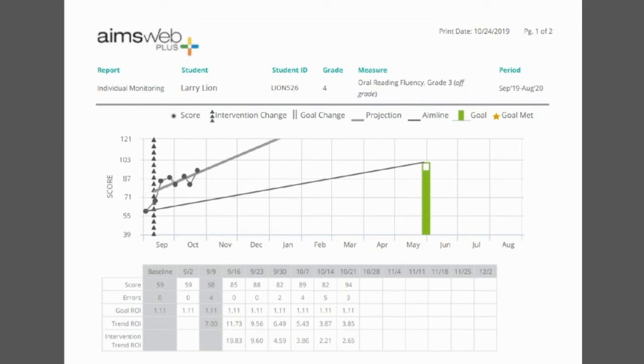The chart at the bottom gives very specific dates and associated scores, and also a comparison of a student's improvement rate compared to the national goal rate for that student across time.